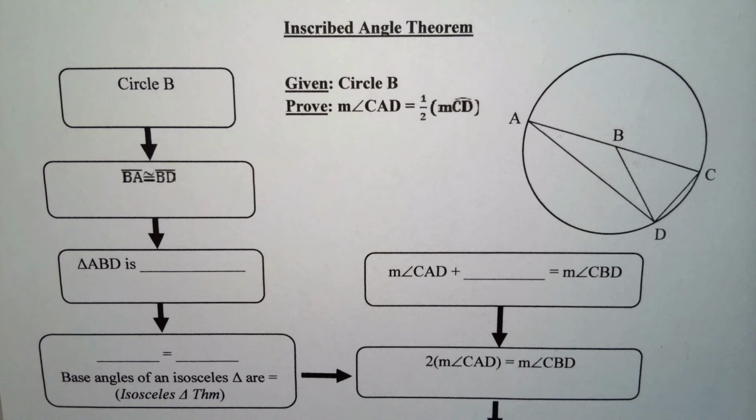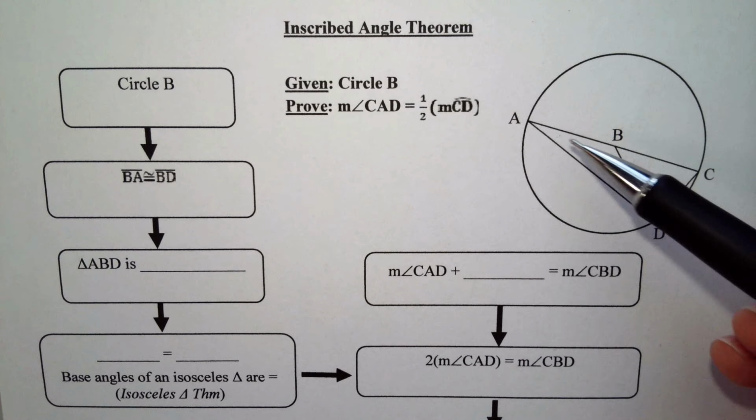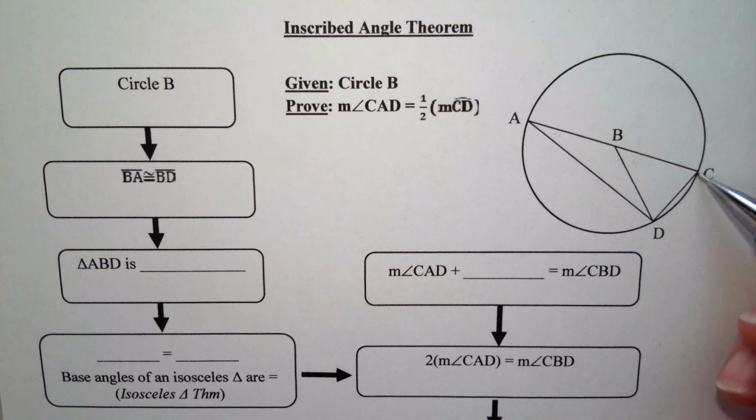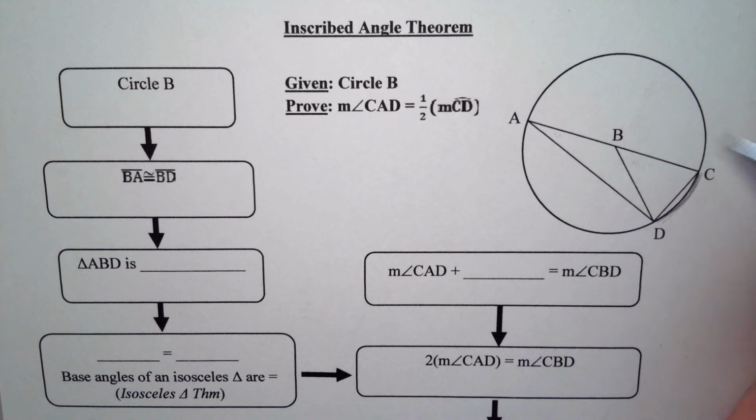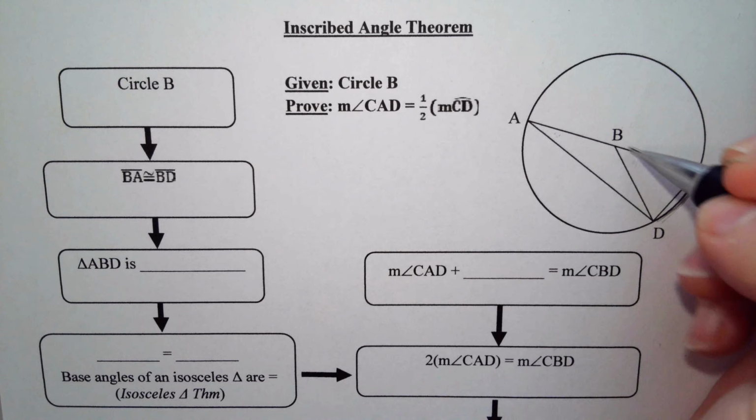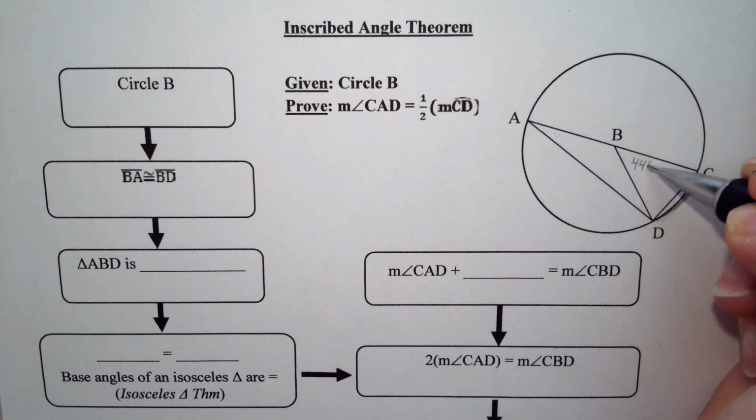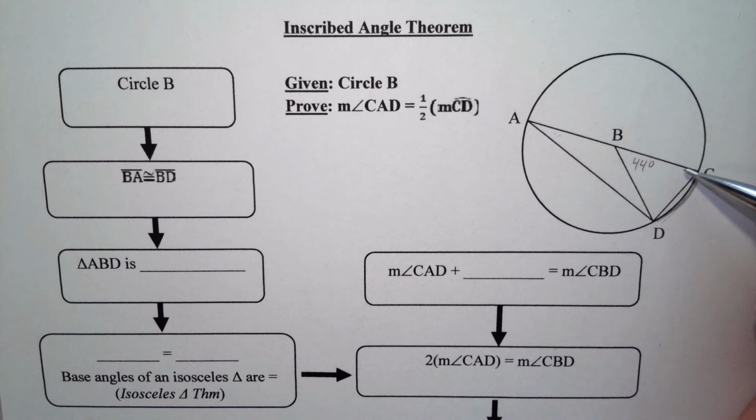One of the most well-known circle theorems is the inscribed angle theorem. There's a relationship between the inscribed angle and the intercepted arc, in this case arc CD. Earlier I measured the degrees of the central angle here, CBD, and that was 44 degrees. We know that the central angle equals the arc measure, so the arc CD has a measure of 44 degrees.